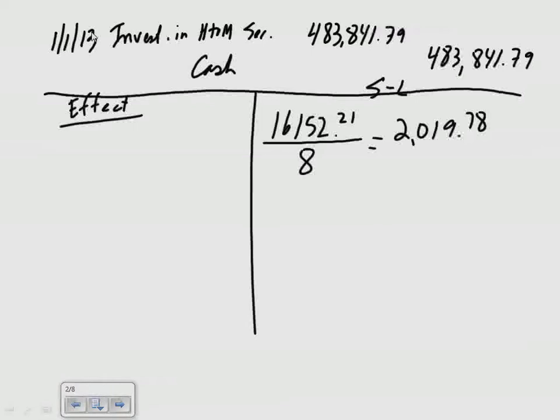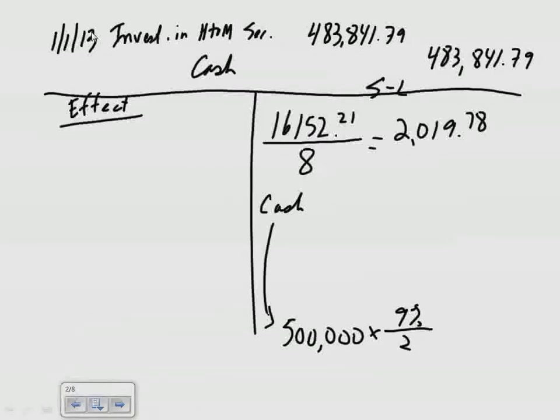And remember, we also have to figure out the coupon amount. We're going to receive cash each period, and that cash is going to be $500,000 multiplied by the stated rate, 9%, divided by 2 because it's semi-annual, which is $22,500. And so that's my coupon payment.